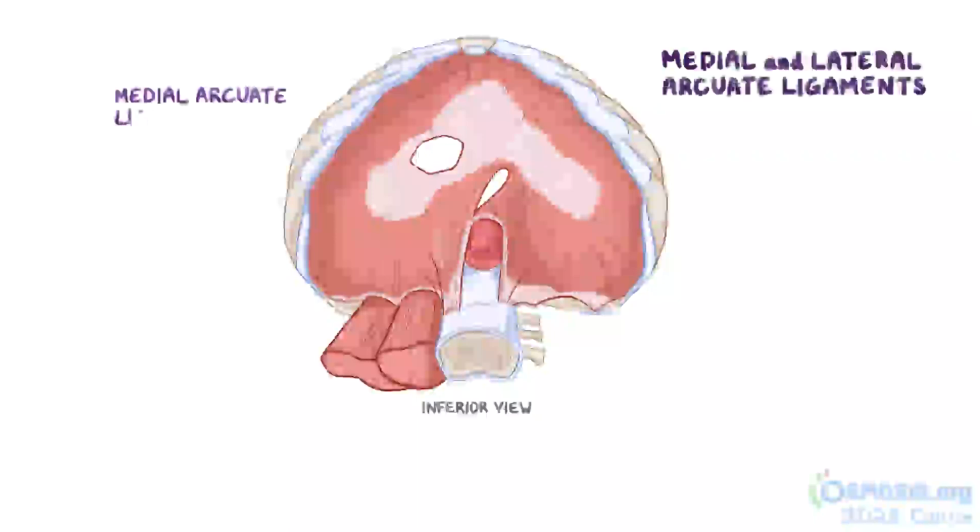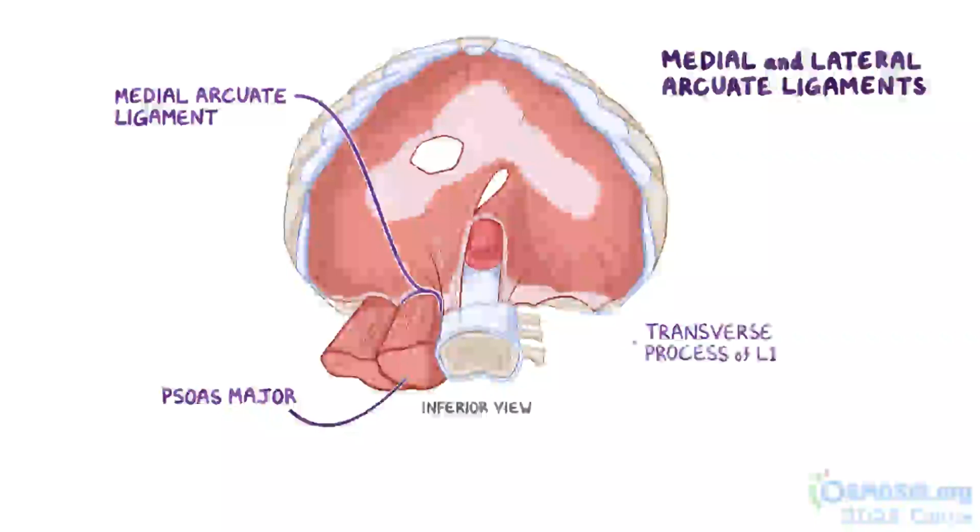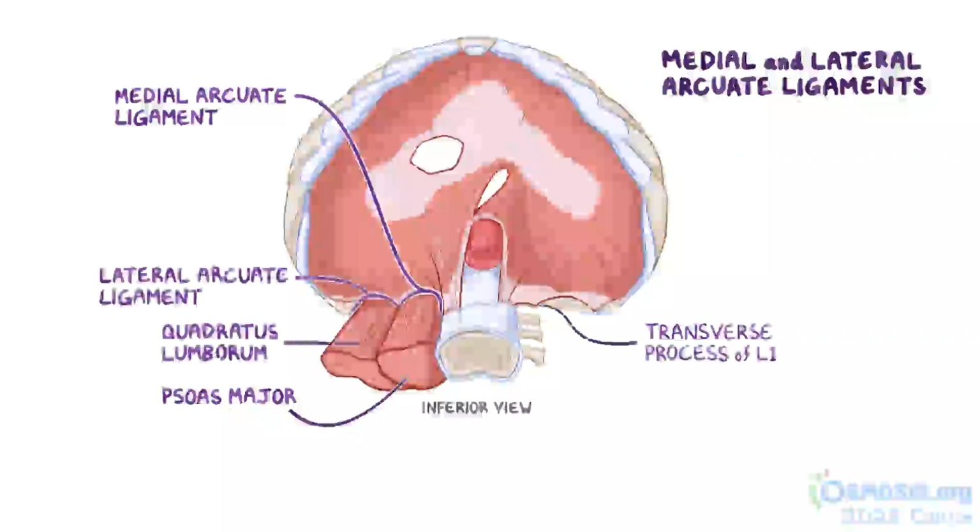The medial arcuate ligament is a thickening of fascia that covers the psoas major muscle, which then attaches to the lumbar vertebral bodies and the transverse process of L1. Whereas the lateral arcuate ligament covers the quadratus lumborum muscles and attaches from the transverse process of L1 to the 12th rib.